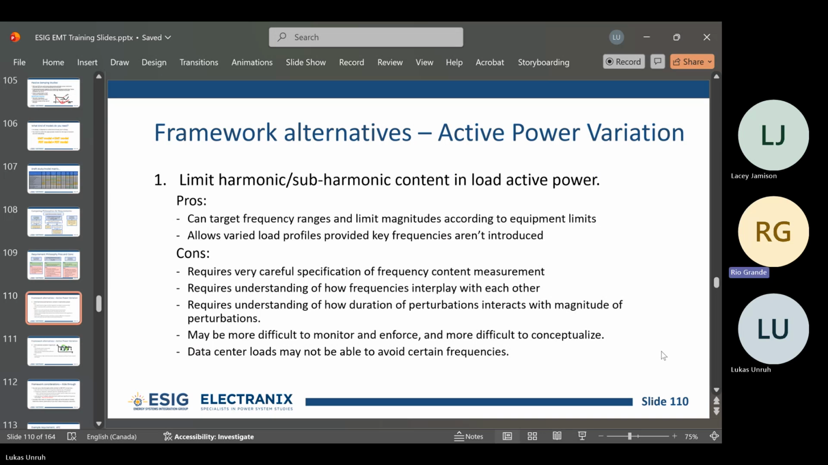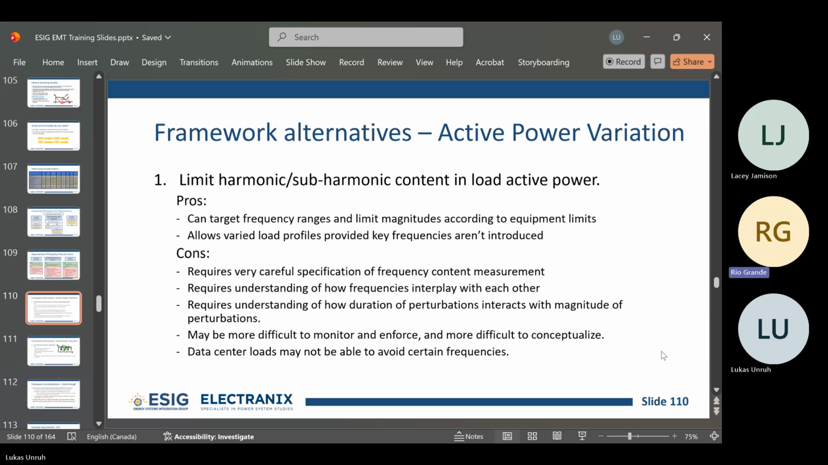So a few variations on what kind of requirements you can use specifically on the active power variations. The first one here is to say to the load that we know we have some machines in the system that have torsional modes at 10 hertz and 15 hertz. So we need the load to stay less than a certain harmonic content level at those frequencies. And the loads are generally pretty happy with this.